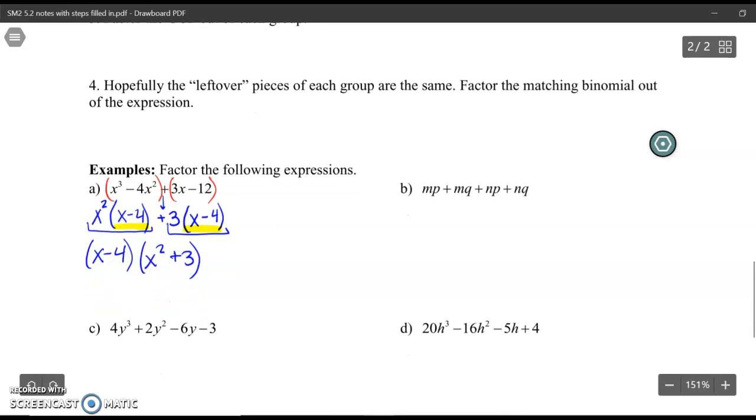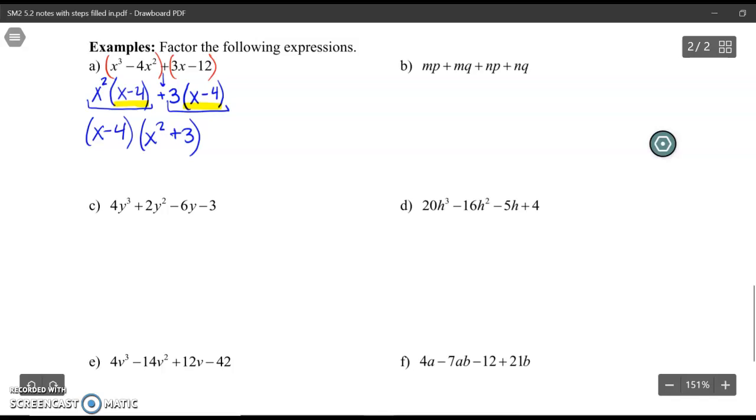Okay, let's try another one. I'm going to work through C. I recommend that you press pause and at least start C by yourself and see if you can do it. Okay, and then press play and just make sure that you're doing the same thing as me. So I'm going to divide or split this into two groups. Then I'm going to factor the greatest common factor out of each group.